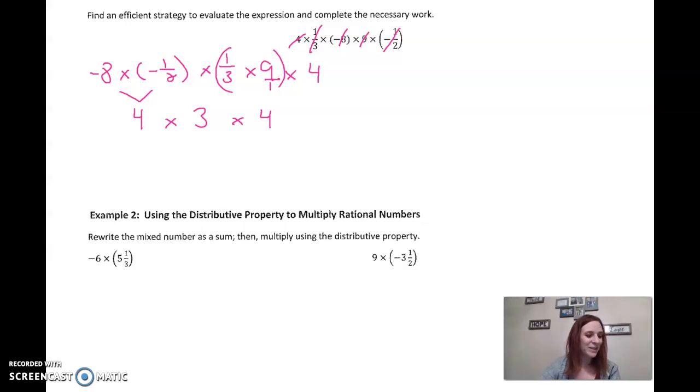Okay? And so then we can just follow order of operations, right? What's 4 times 3? 12. And what's 12 times 4? 48. Okay, so again, in this case we didn't really look for tens, but I looked at numbers that matched up with each other. I can tell you what 1/2 of 8 is. I can tell you what 1/3 of 9 is.